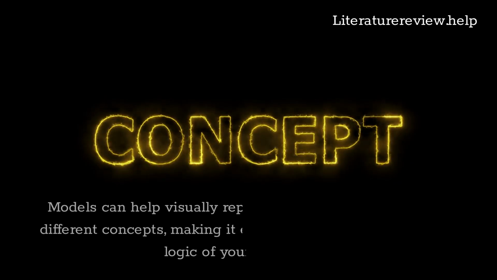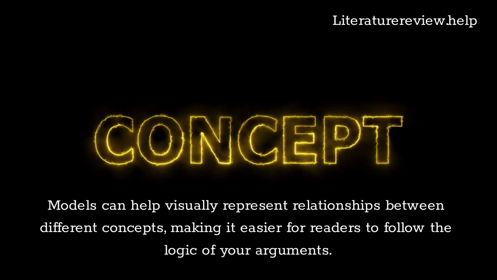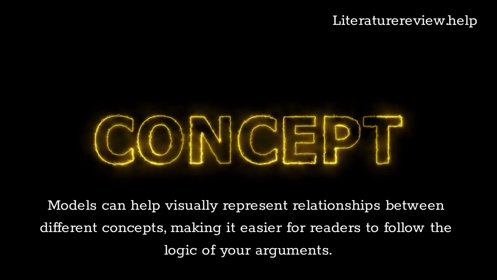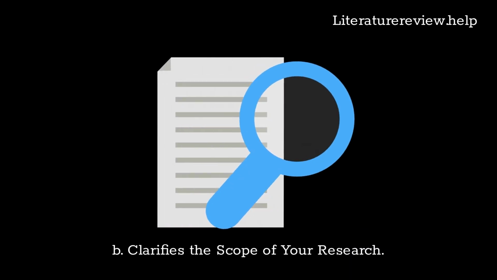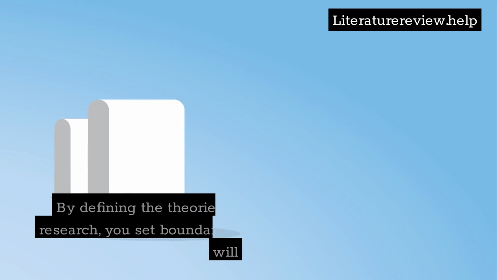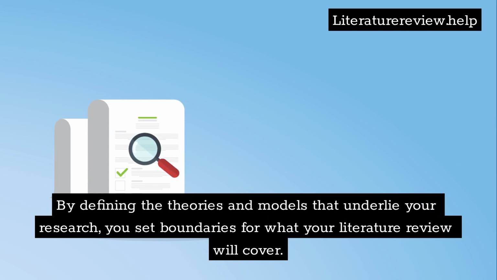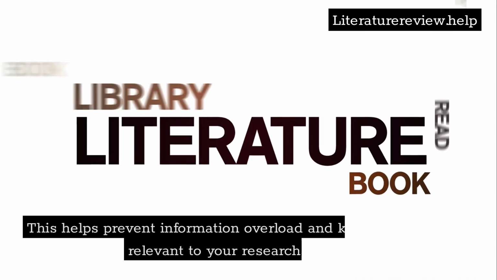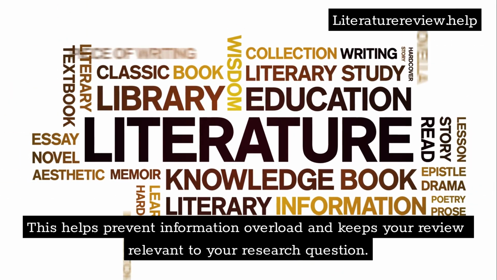Models can help visually represent relationships between different concepts, making it easier for readers to follow the logic of your arguments. B. Clarifies the scope of your research. By defining the theories and models that underlie your research, you set boundaries for what your literature review will cover. This helps prevent information overload and keeps your review relevant to your research question.